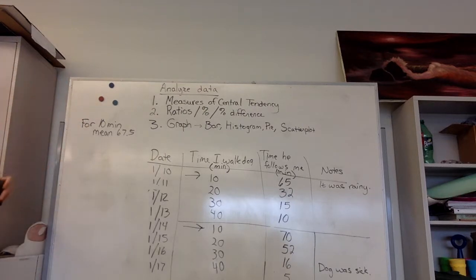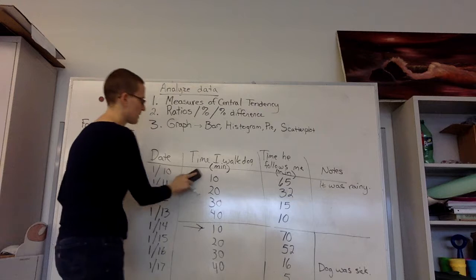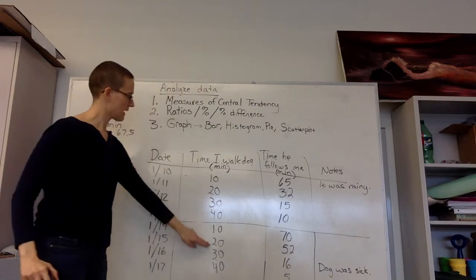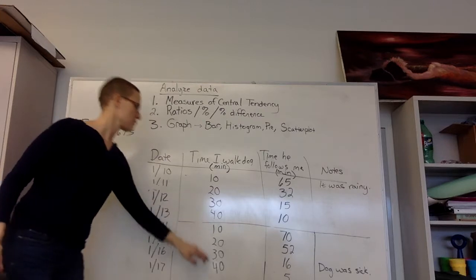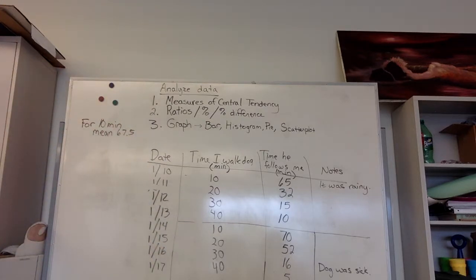And there's no range. Then I could do the same with my 20s. Say, okay, what's my average for 20 minutes? What's my average for 30 minutes? What's my average for 40 minutes?